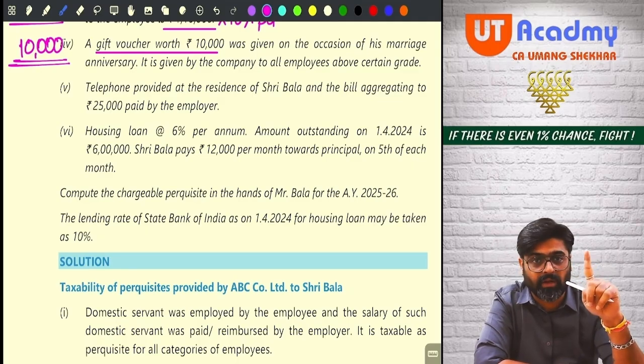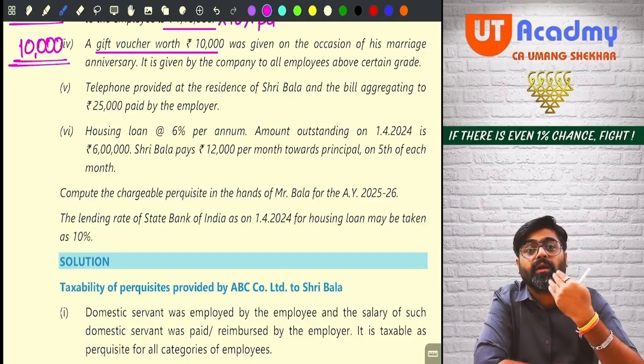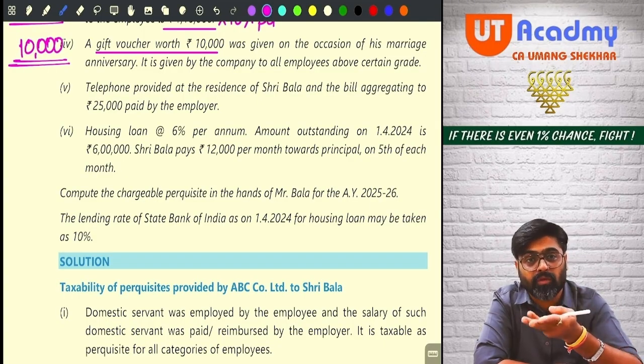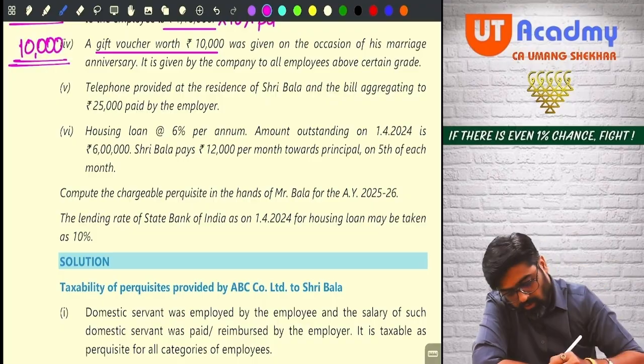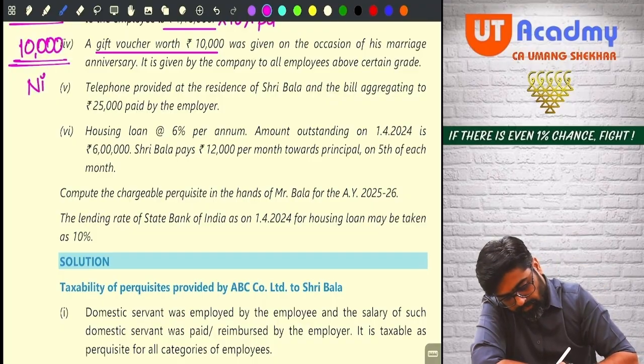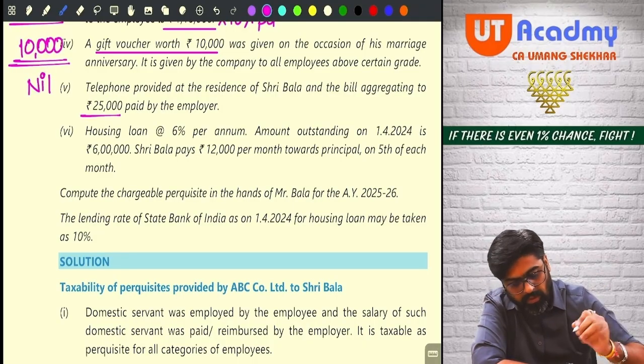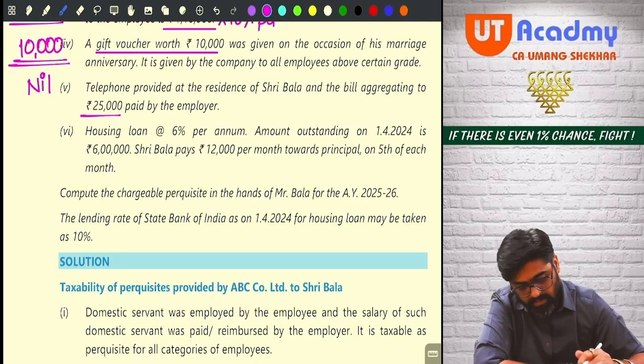But telephone allowance is not given. Telephone facility. Telephone bills are paid by employer. Telephone bills are reimbursed. Mobile bills are paid or reimbursed. Then it will be a facility fully exempt. So how much will be taxable here? Nil. This 25,000 will be fully exempt. Getting my point? Next one.